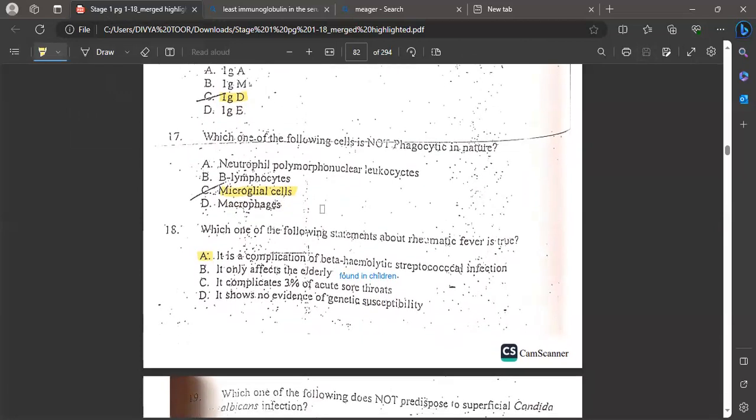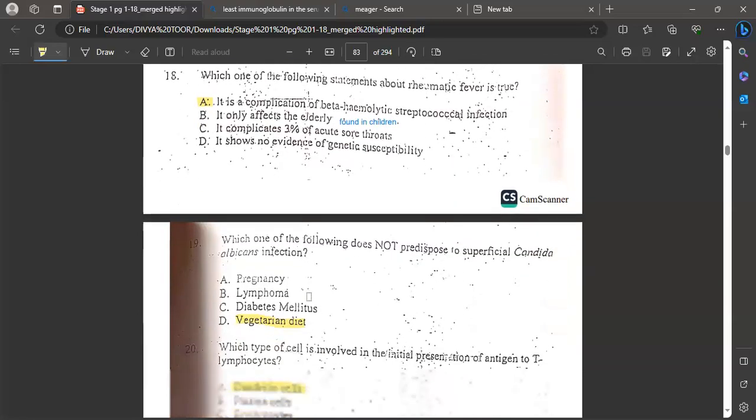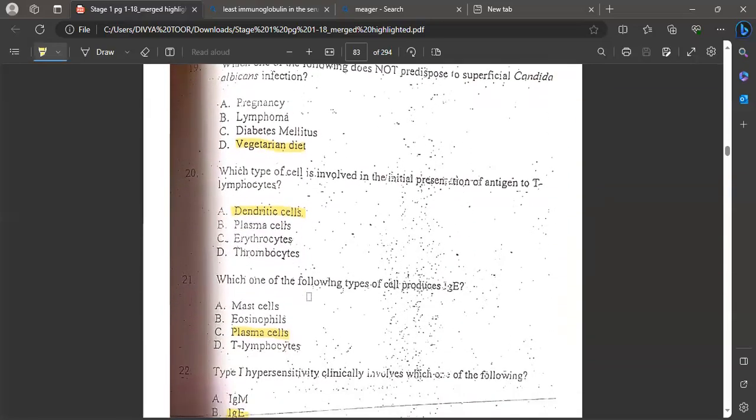Okay. Which one of the following statements are true about rheumatic fever? You guys want to do this? See, rheumatic heart disease. But A is a complication. Which type of cell is involved in the initial presentation of antigen to T lymphocytes? The dendritic antigen presenting cell.